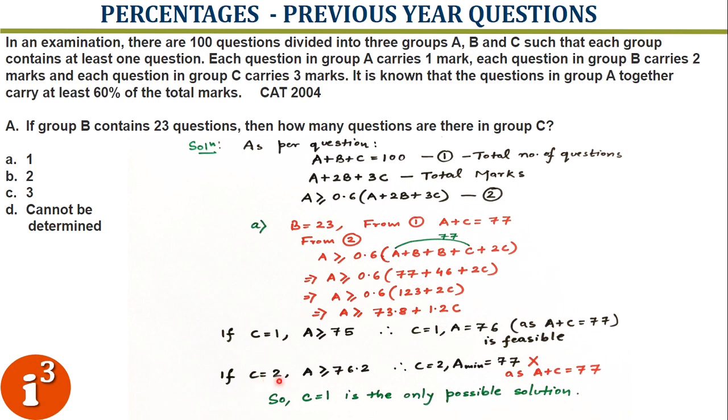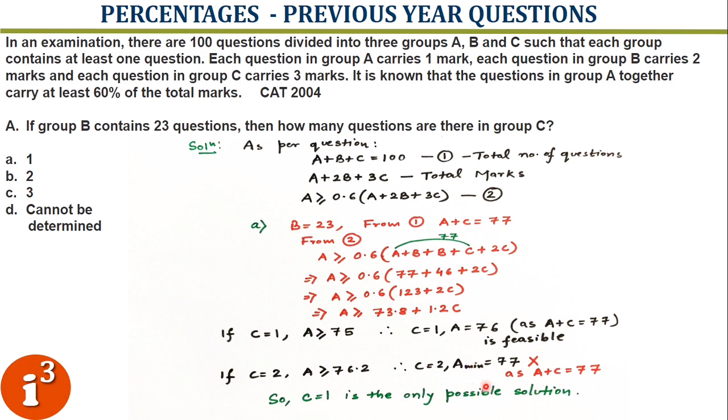But as soon as you take c as 2, means 73.8 plus 2.4, it comes out to be 76.2. a greater than or equal to 76.2 means the minimum number of a questions will be 77. So if a is 77, c is 2, a plus c is 79, which is not possible, as a plus c should be 77. This is given. b is 23, so a plus c should be 77. So if c is 2, it's not possible.